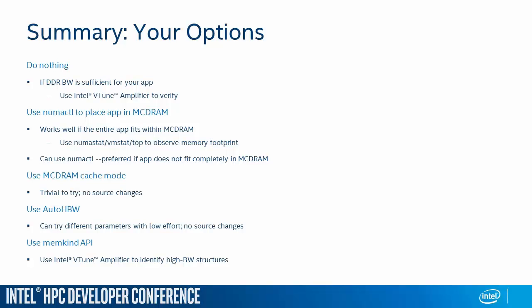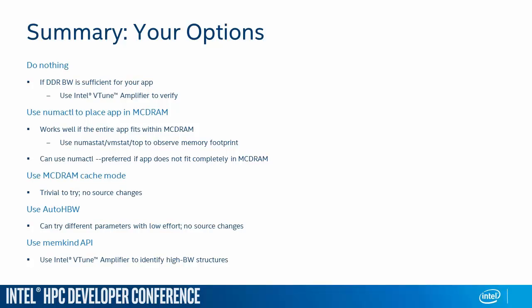If DDR bandwidth is sufficient for your app, which is going to be the case for applications that are not bandwidth sensitive, and there are a number of those, if you're running DGEMM or something like that, MCDRAM is not going to help you very much. But you can use Intel VTune to verify your bandwidth usage and how sensitive you are to memory bandwidth properties. Then you can use numactl to place the entire app in MCDRAM and see if that gives you the result that you want and you're able to fit your resident set in MCDRAM. That's certainly the easiest solution for making best use of MCDRAM in flat mode.